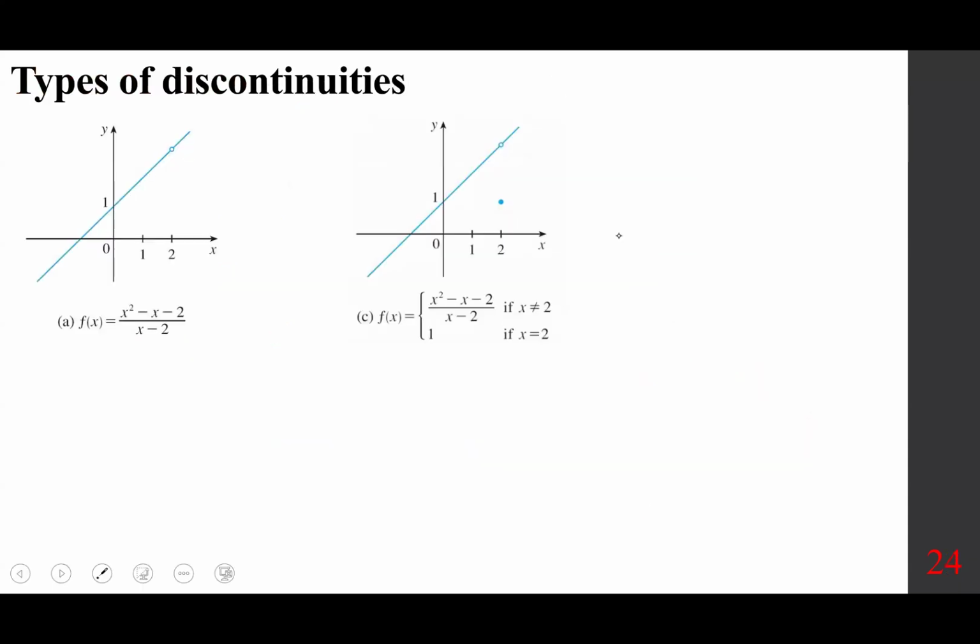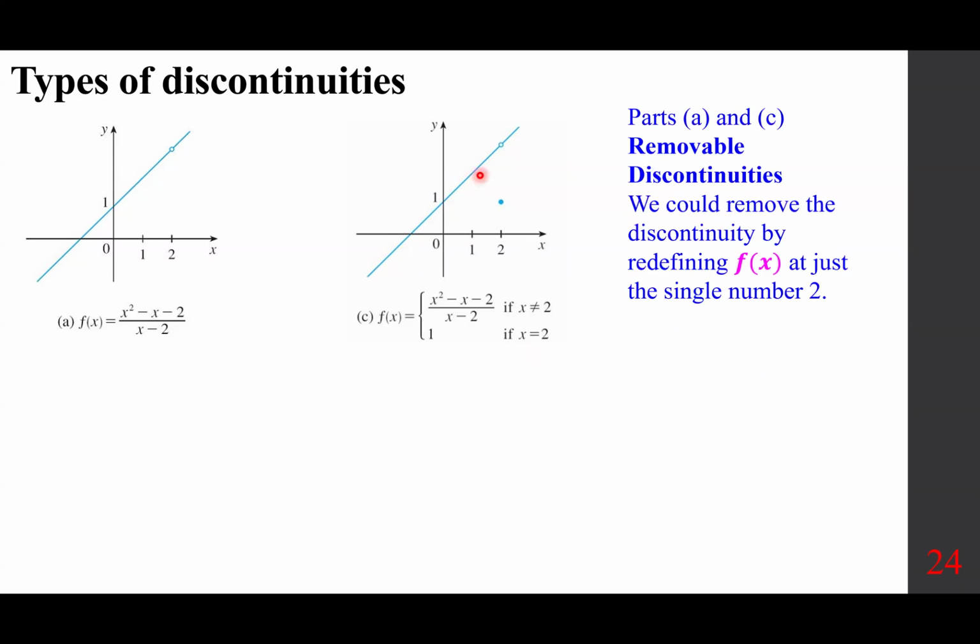Types of discontinuities. Here's f of x equals x squared minus x minus 2 over x minus 2. And here is the same function when x is not equal to 2 and 1 when x equals 2. Parts A and C, these two parts, we are talking about removable discontinuities. That's the terminology. What type of discontinuity? Removable. Why is it removable? We could remove the discontinuity by redefining f of x at just the single point number 2.